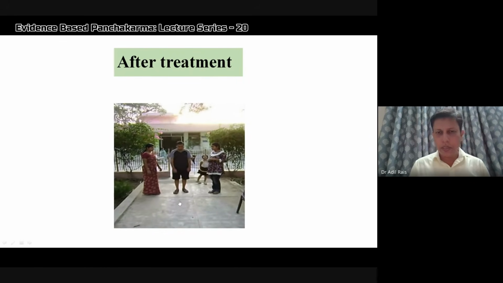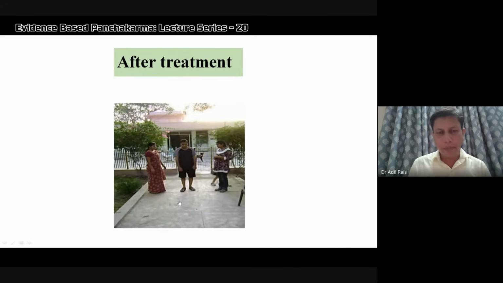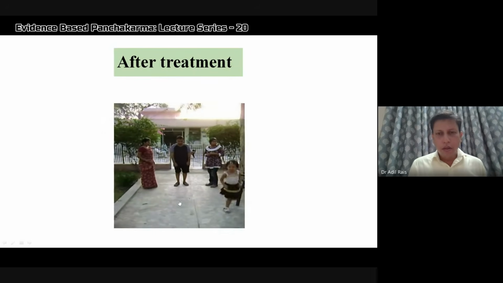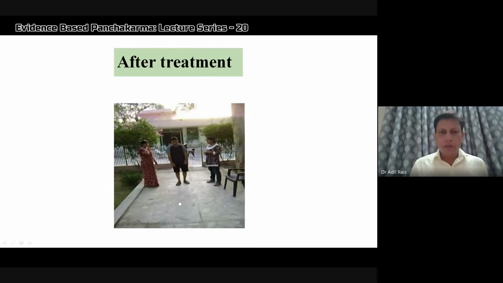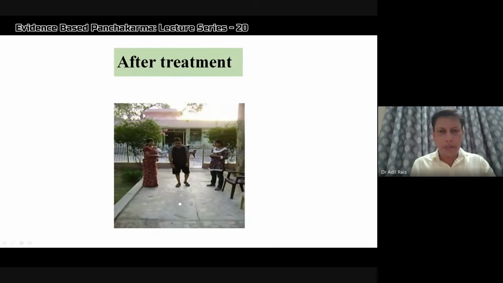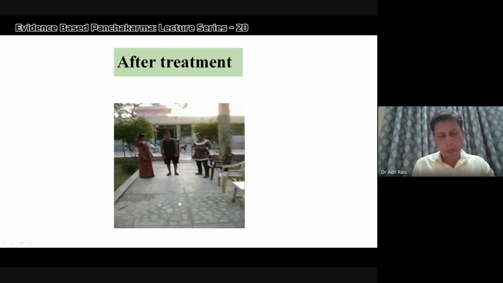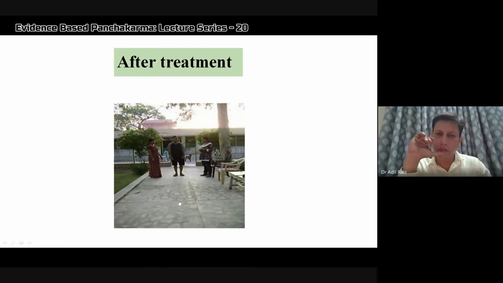This particular disease is not only suffering for the patient, it is also suffering for the family members. Everyone in the family suffers when someone suffers from this disease, because it is mentally very challenging and very depressing. Complete dependence on the patient is there. Now he is able to walk without any support.